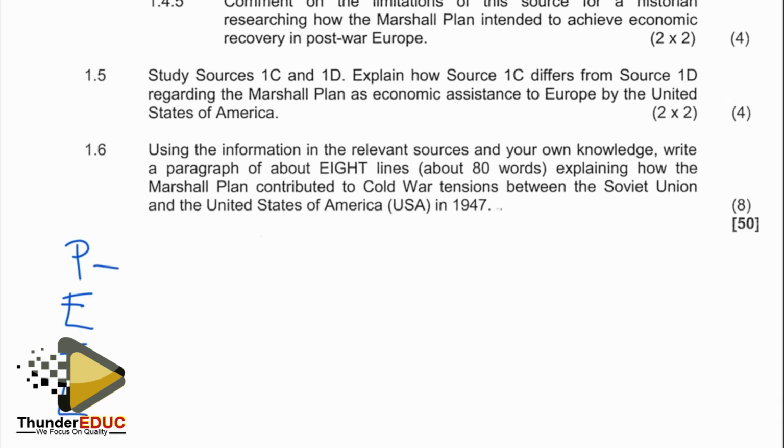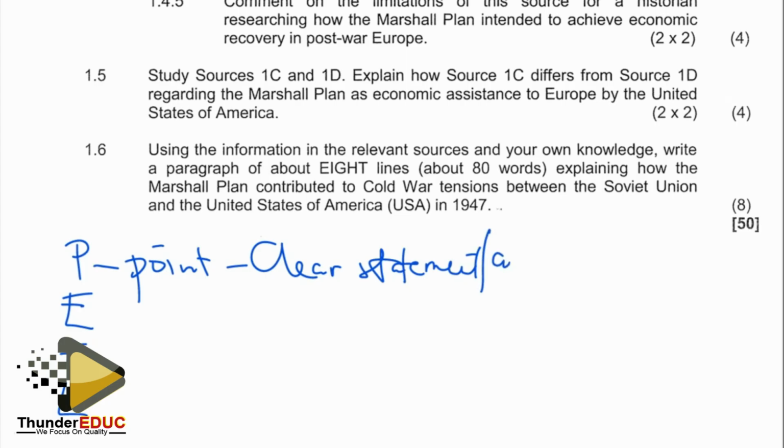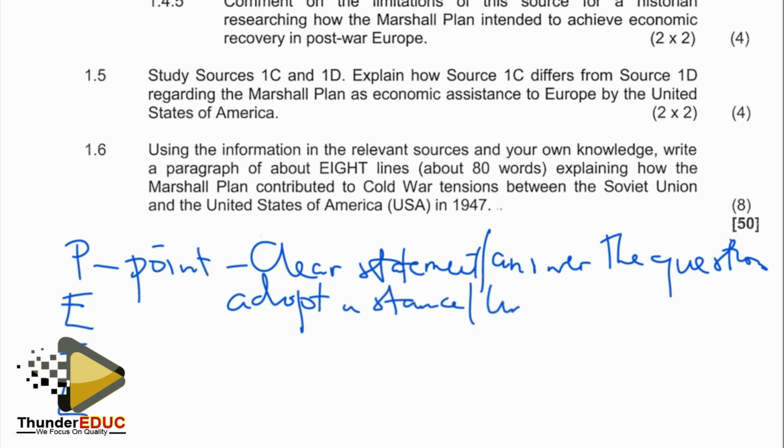The PEE format, I think most of you are familiar with it. The P is for the point. What is a point? This is a clear statement. You give a clear statement and you should answer the question in the first opening statement, or adopt a line of argument, a stance. When you're opening up your paragraph, we should find a clear statement which shows us what you are going to elaborate in that paragraph, which answers the question which has been asked, and which is in line with what you're going to discuss. That is the point, and the statement should just be clear.